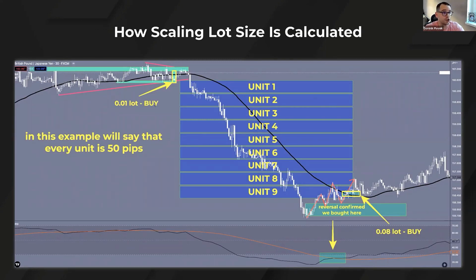Here the initial lot was 0.01. You can see the trader didn't open any trades here. Why? Because the market moved too fast for it to open trades, and it also has one of the indicators for how fast the market moves. I don't know the name, I will get the name for you. When the reversal was confirmed, you can see here the break of structure, it was a 0.08 lot size buy. And then we got taken out with a little bit of profit.